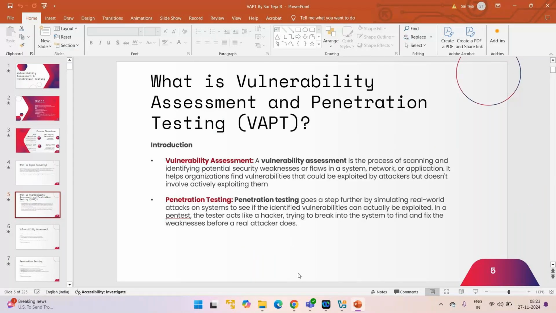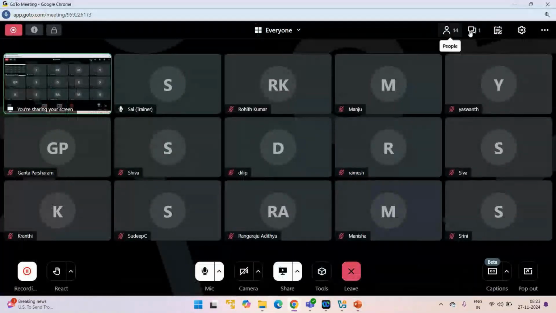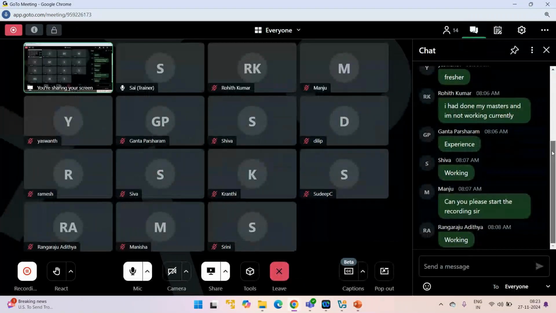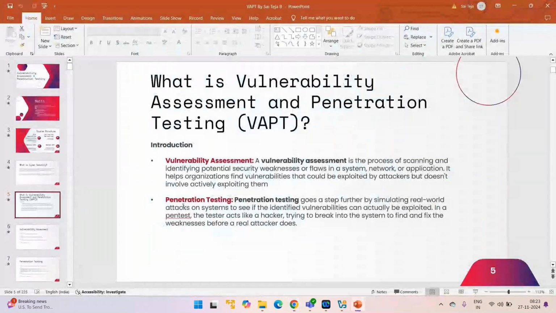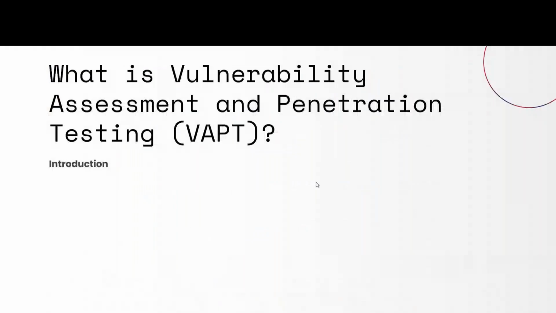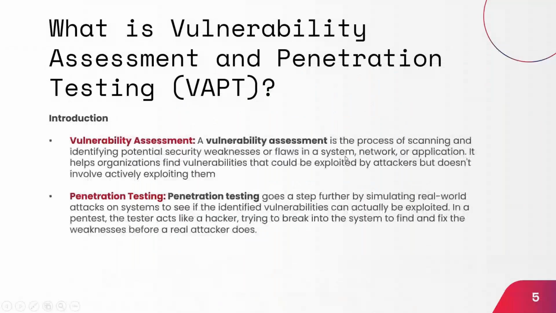Yeah, guys. Are you clear with these two terminologies, like what we do in the vulnerability assessment, and what we do in the pen test? Yes, yes.